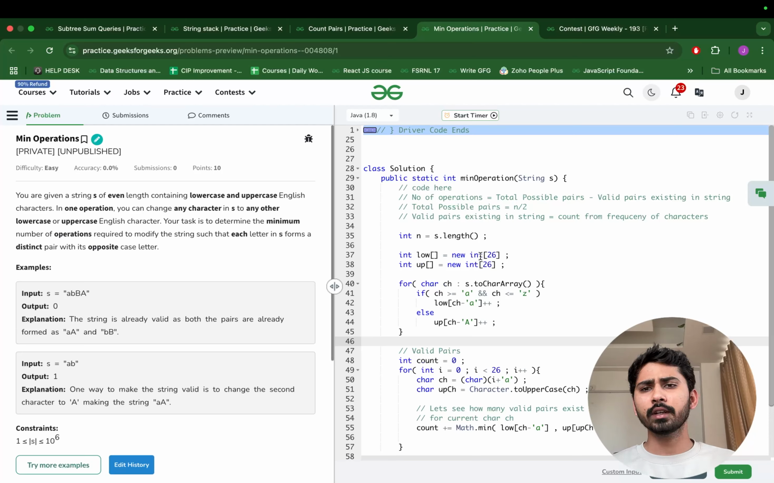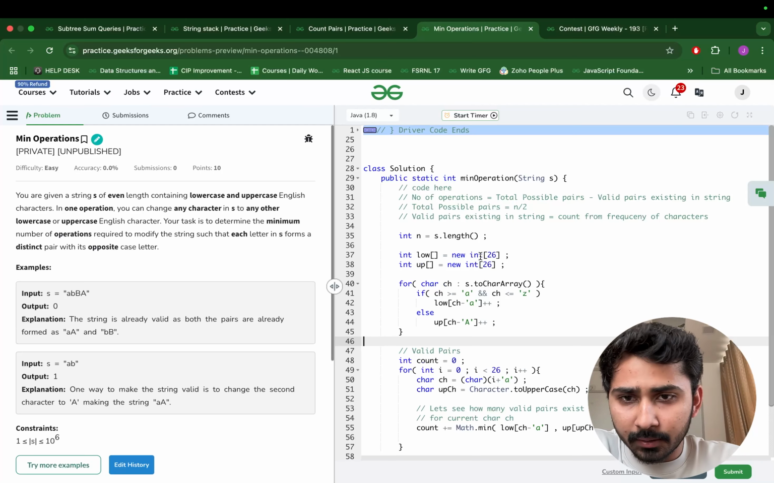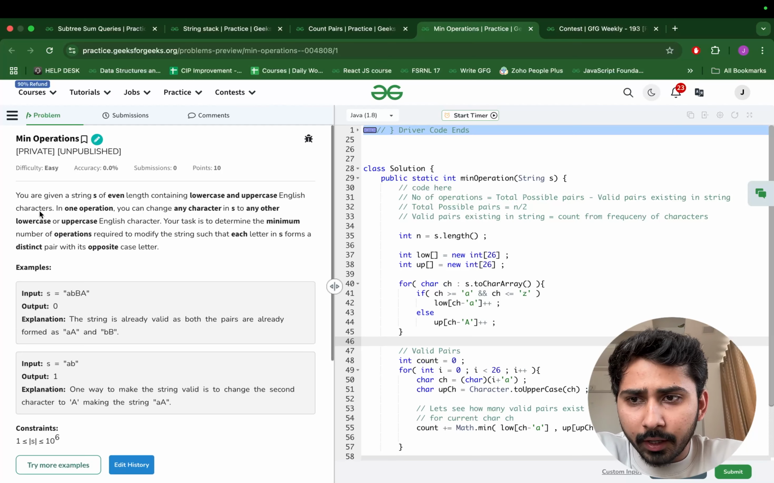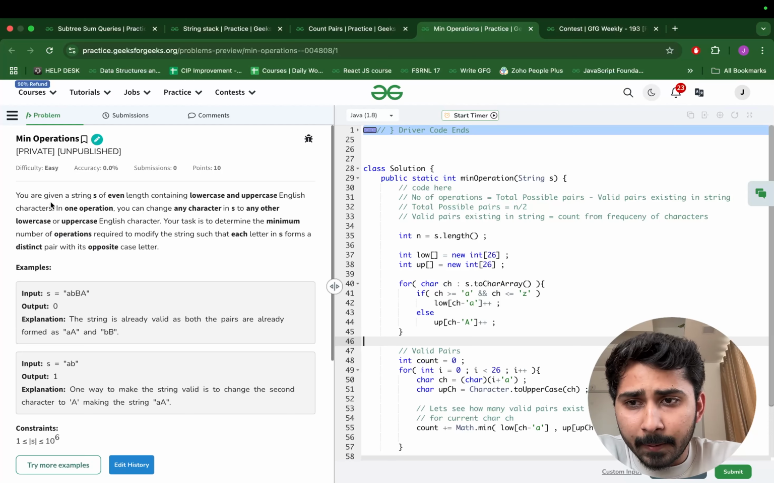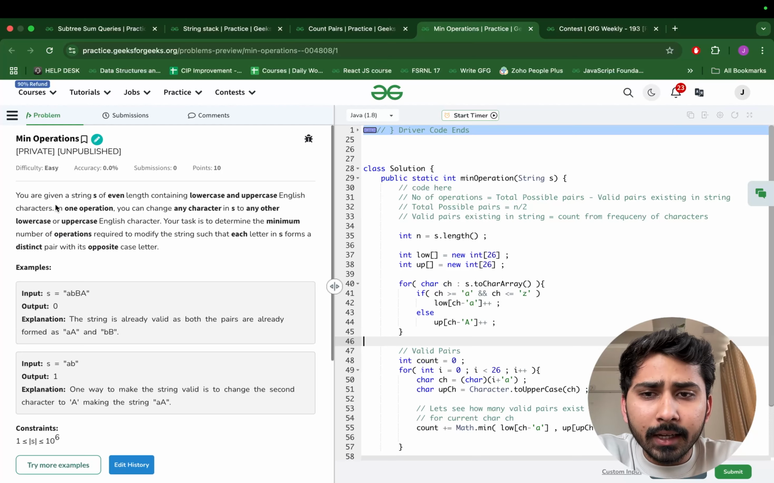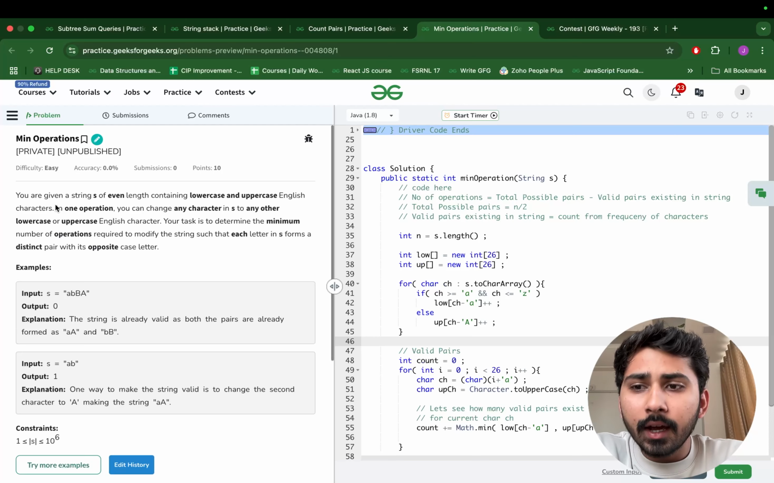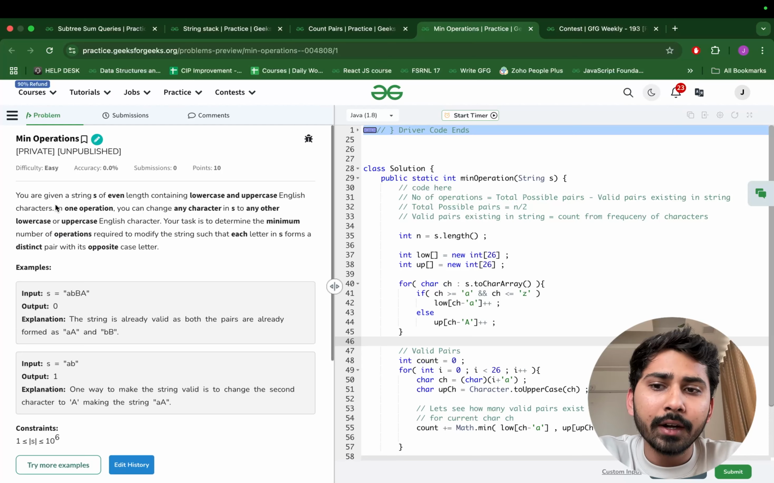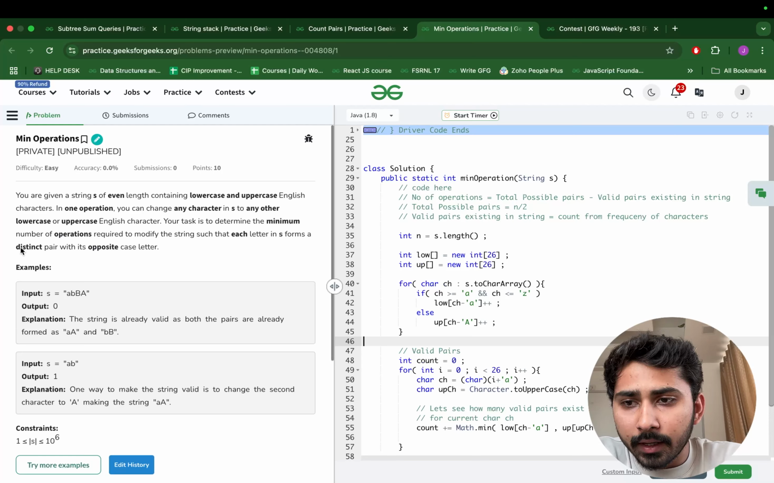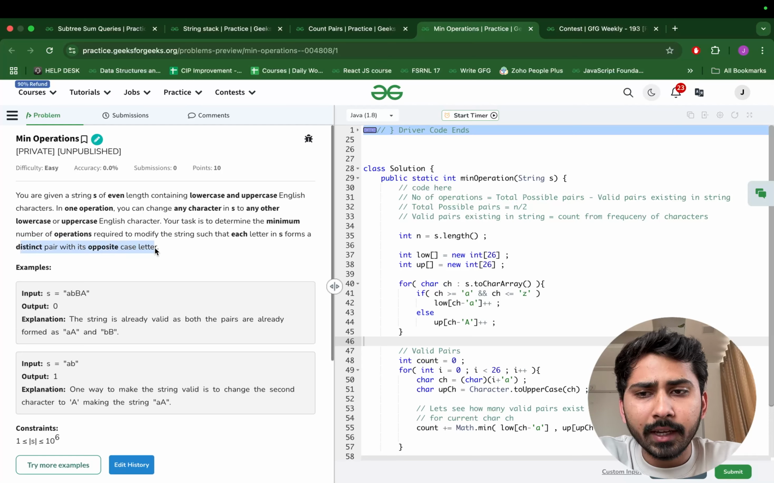Okay, so without wasting any further time, let's start with the first question, and the first question was minimum operations. So let's read out what this question is trying to say. In this question, you are given a string S of even length containing lowercase and uppercase English characters. In one operation, you can change any character in S to any other lowercase or uppercase English character. Your task is to determine the minimum number of operations required to modify this string such that each letter in S forms a distinct pair with its opposite case letter.